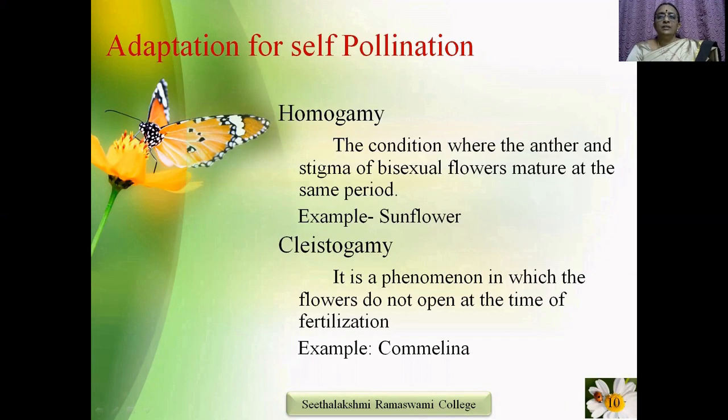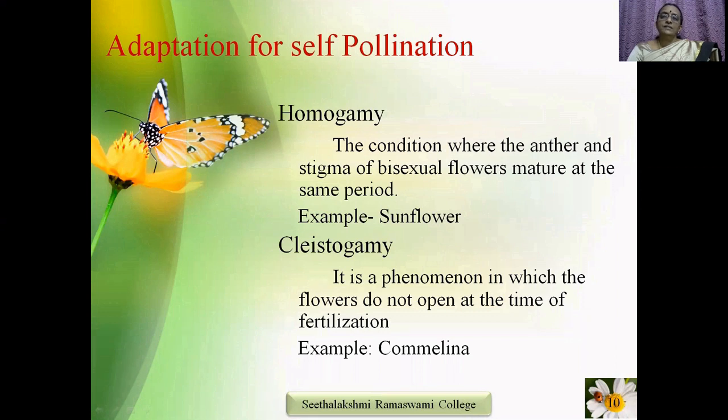Homogamy is the condition in which the flowers are bisexual, and the anther and the stigma mature at the same time, so there is a greater chance of self-pollination, although that is not obligatory. Under such a condition, the stigma receives the pollen grains from the anther of the same flower by the agency of maybe wind, water, or insects. Examples: sunflower, mirabilis, ixora, etc.